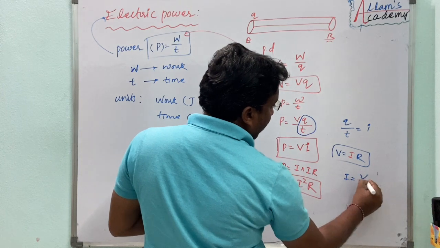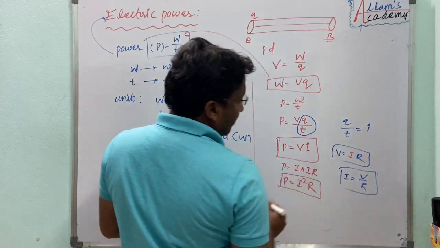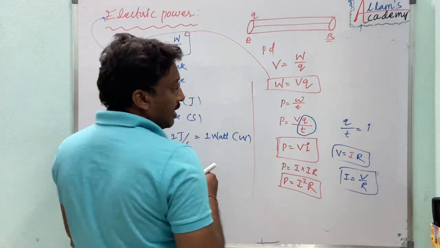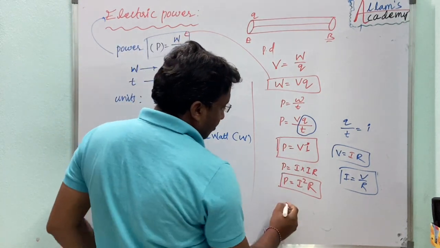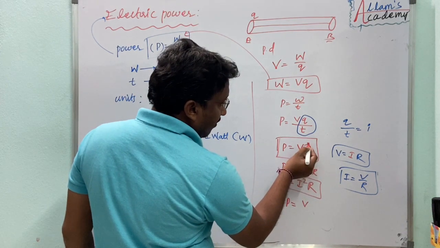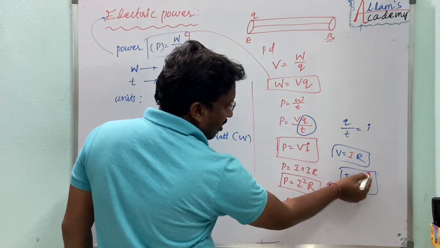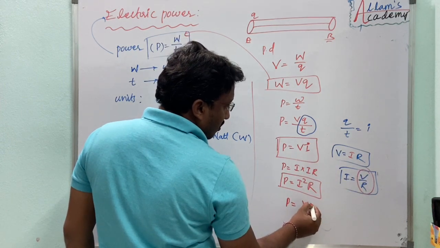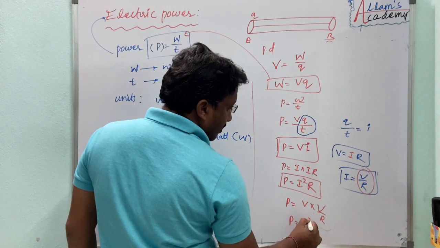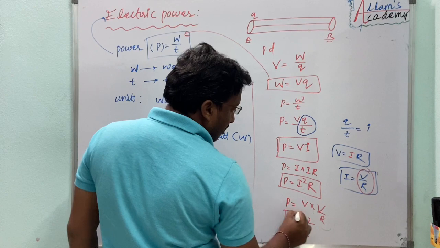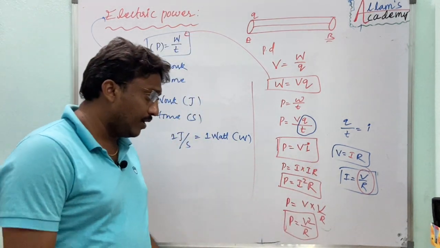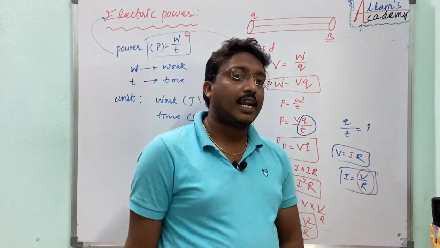From the same principle, V equal to IR, we can write I equal to V by R. So the same principle I will use here. P equal to V into I, instead of I I will write V by R. So P equal to V square by R. This is also used to find the power when we know the potential difference and resistor.